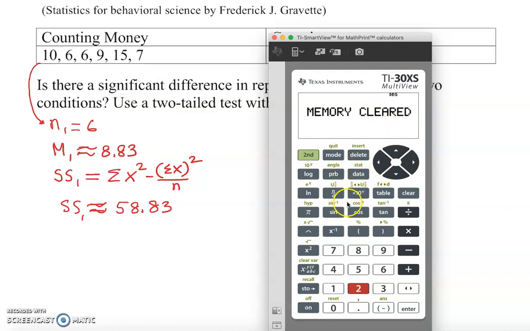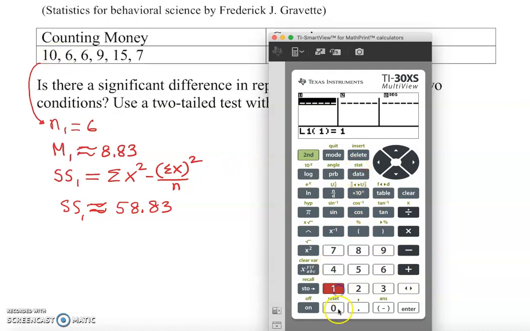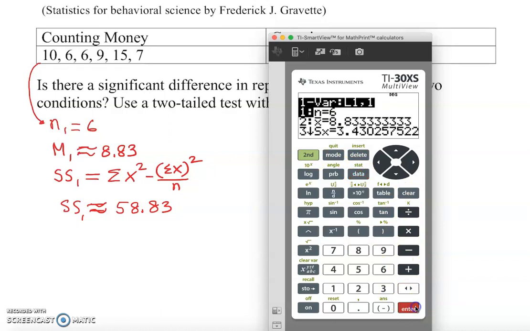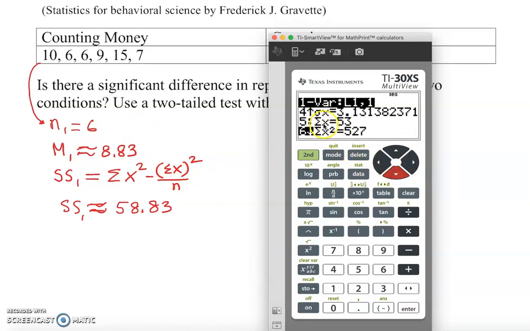Its skin is different, but the function is the same. So press data and type all those numbers: 10, enter, 6, enter, 6, enter, 9, enter, 15, enter, 7, enter. Then press second data, enter. As you clearly see, the mean is 8.83 and the sample size is 6. And of course, these are the information we need: sum of x squared and sum of x.